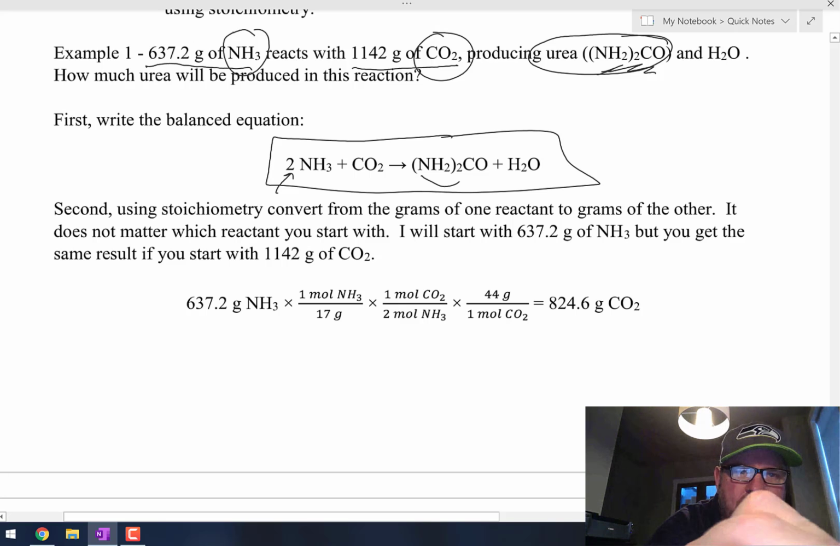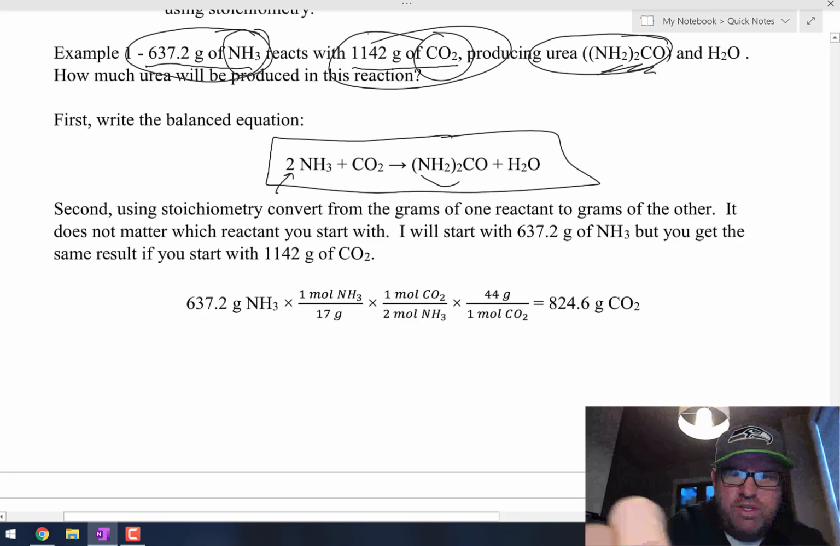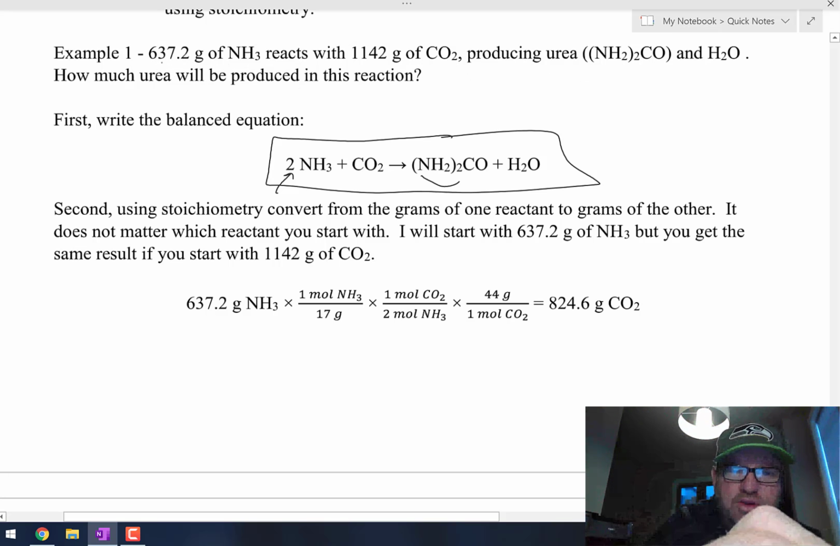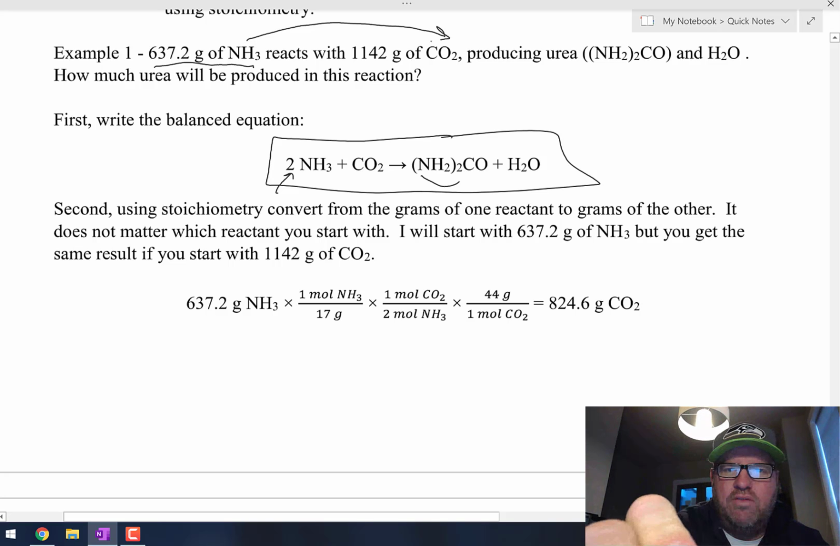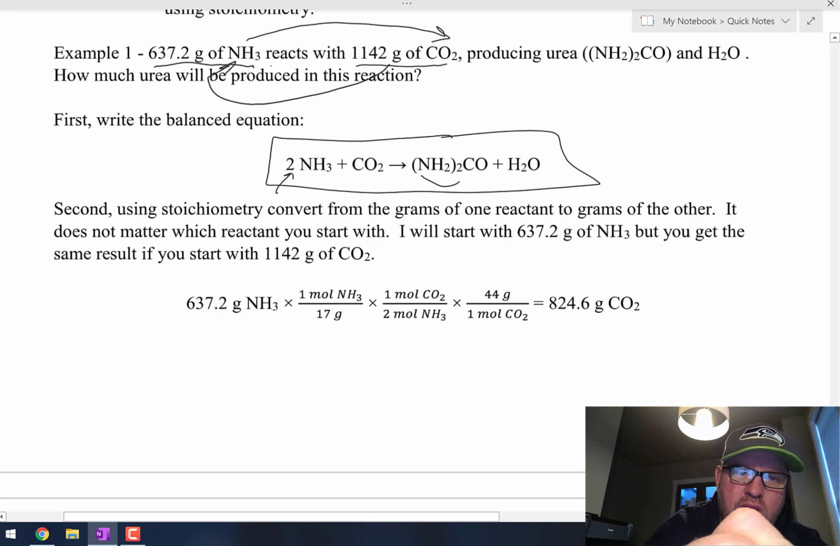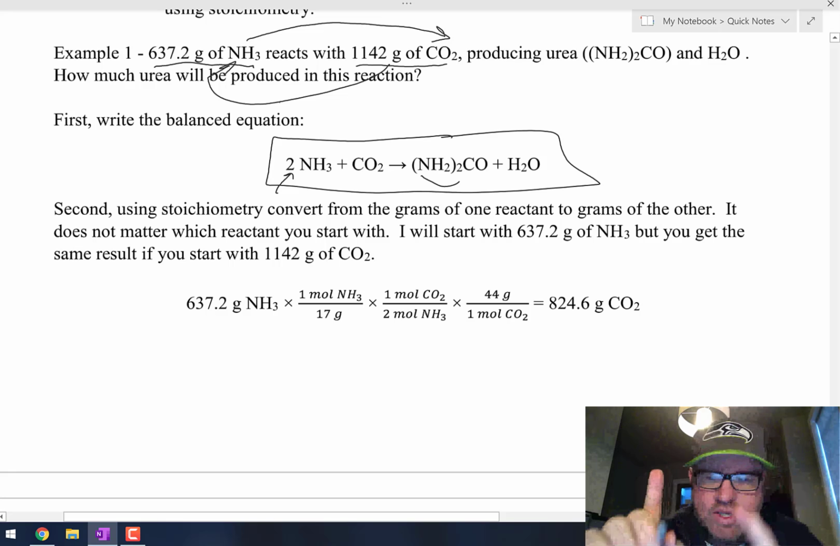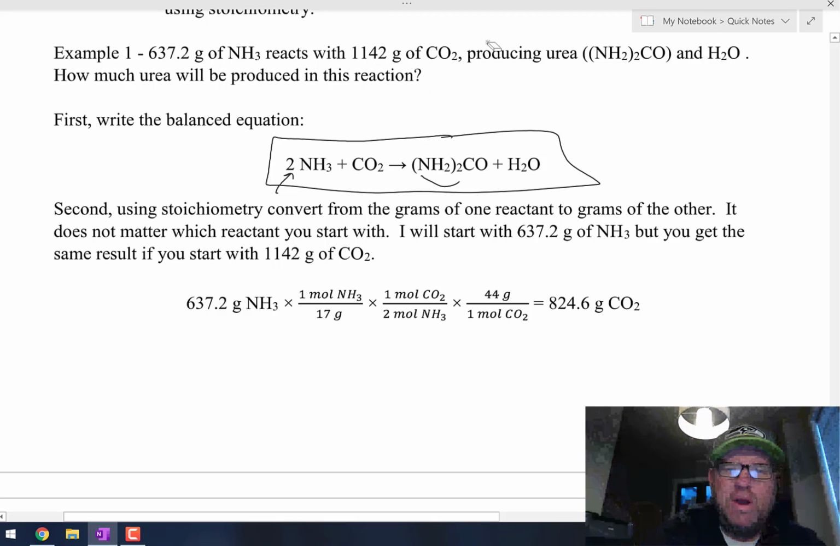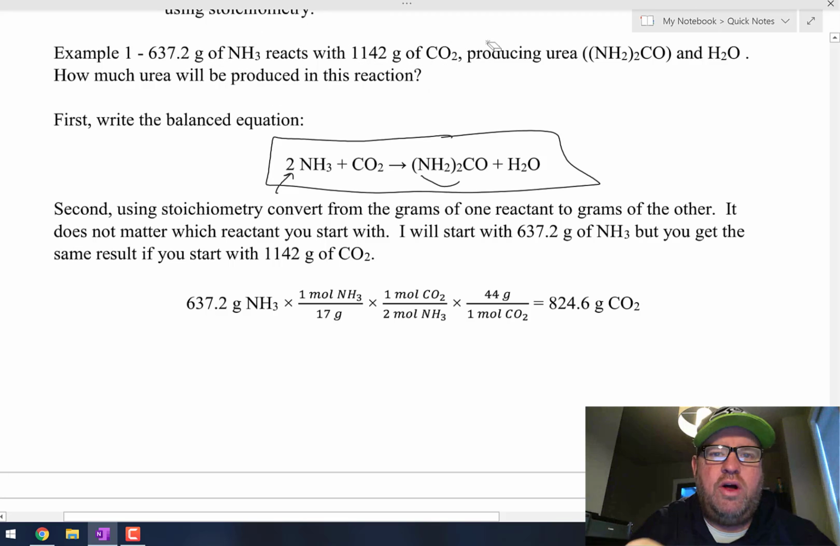You take one of the reactants, either this one or this one, it doesn't matter, and you convert to the other reactant. So you take the 637.2 grams of NH3 and you convert it to CO2. Or you take the 1142 grams of CO2 and you convert it to NH3. Either one will tell you what the limiting reactant is. I just chose to start with 637.2, but I'll show you what doing it the other way would also do.